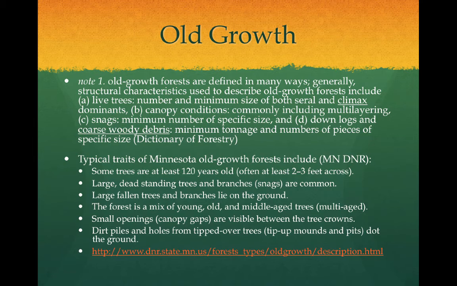So some trees have to at least be over 120 years old. And then as we look at it, a lot of this is looking at structure again. So large standing dead trees, so snags, large fallen trees, again, that coarse woody debris. The forest has a mix of age classes. There's small openings and canopy gaps, and there's tip-ups. So we look at this, while yes, there is an age component, a lot of it goes back to structure. So we can define old growth in many different ways, and one of the most common ways is looking at structure.